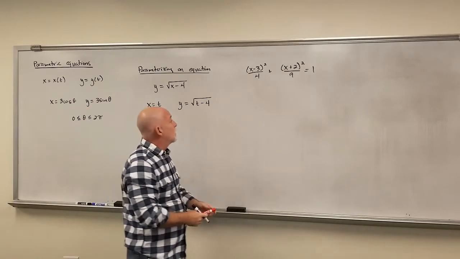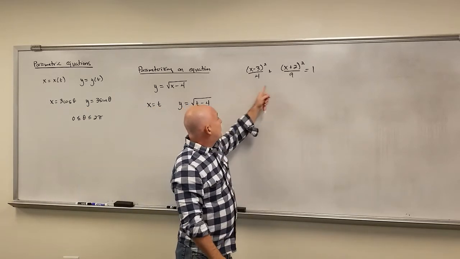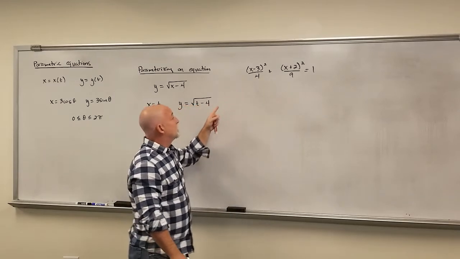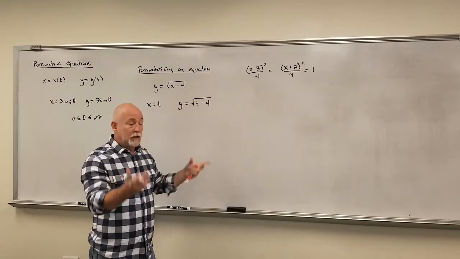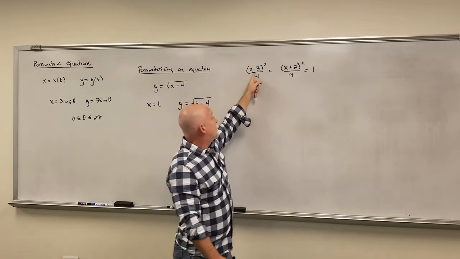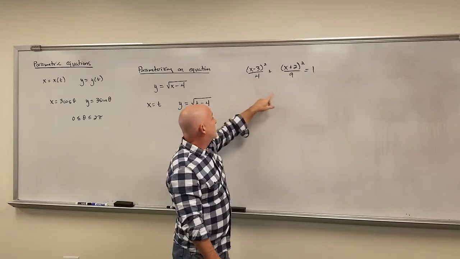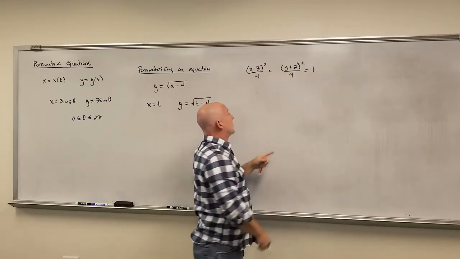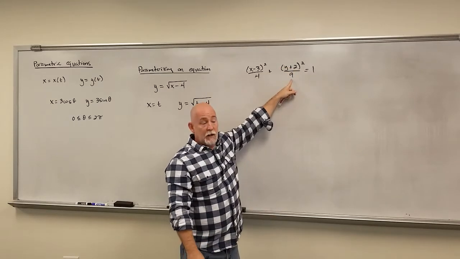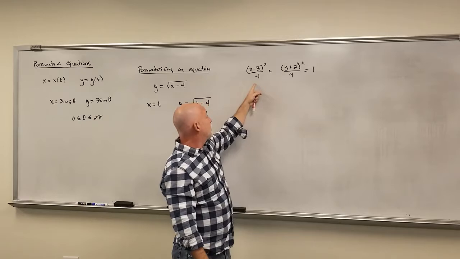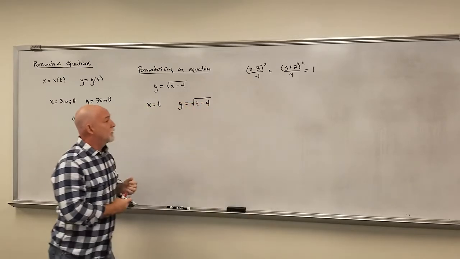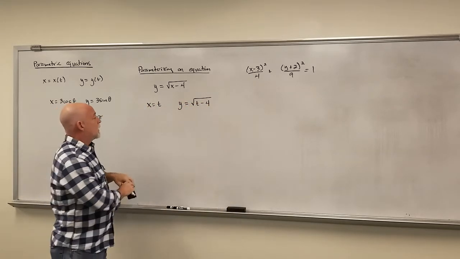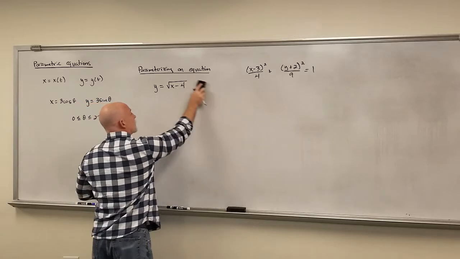And we know from this that this is going to give us an ellipse with a center of (3, -2). It's going to move up and down from the center 3, and it's going to move left and right from the center 2. So how could we possibly do this? Well, kind of think backwards.